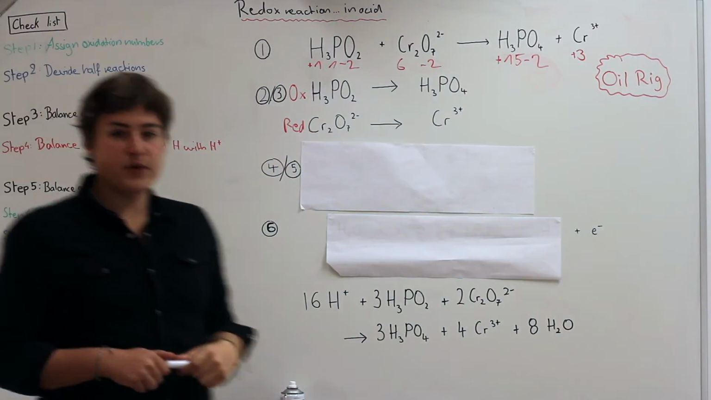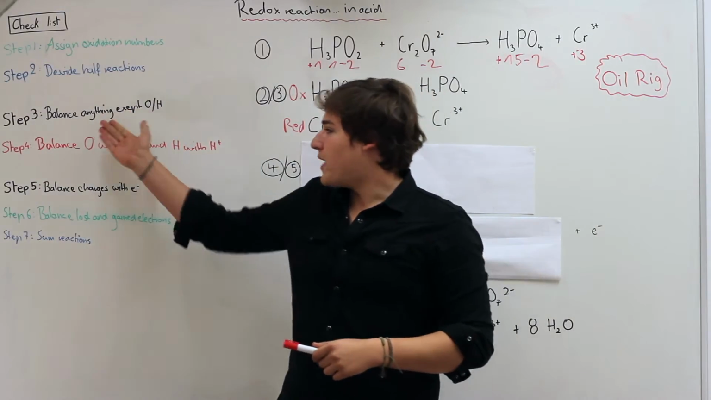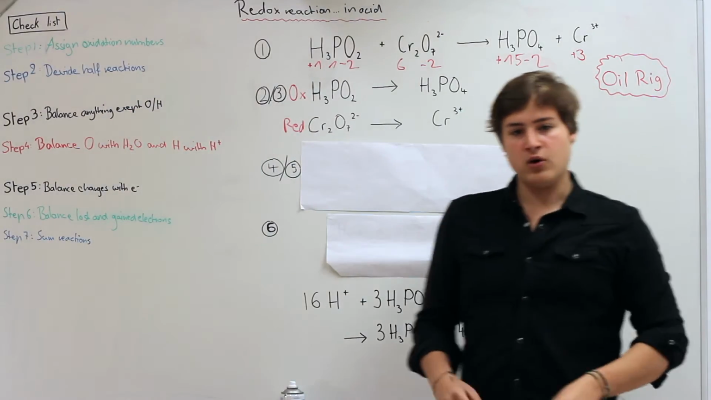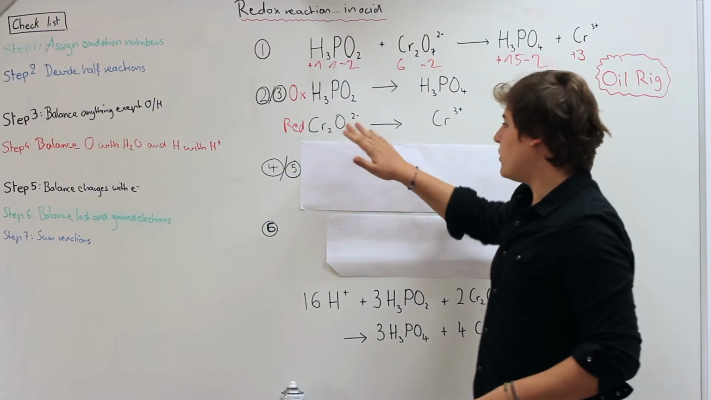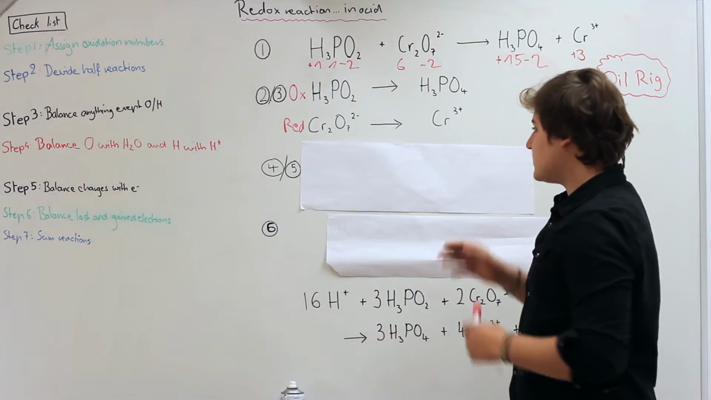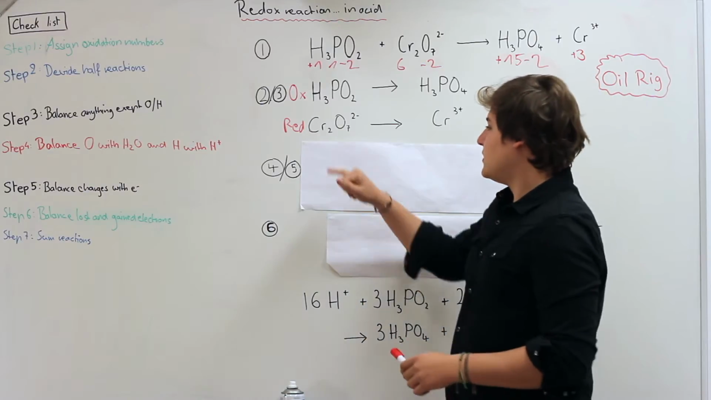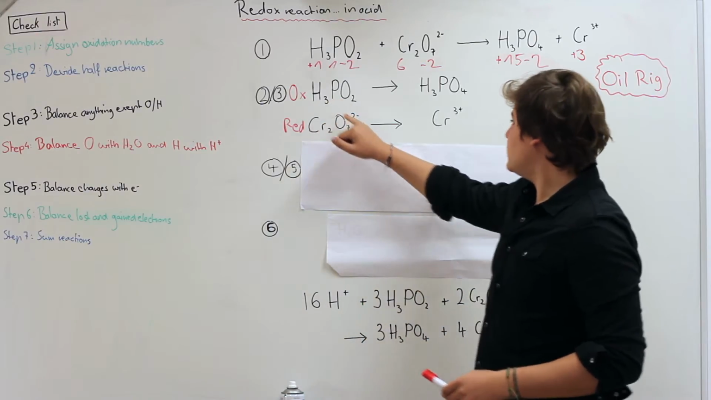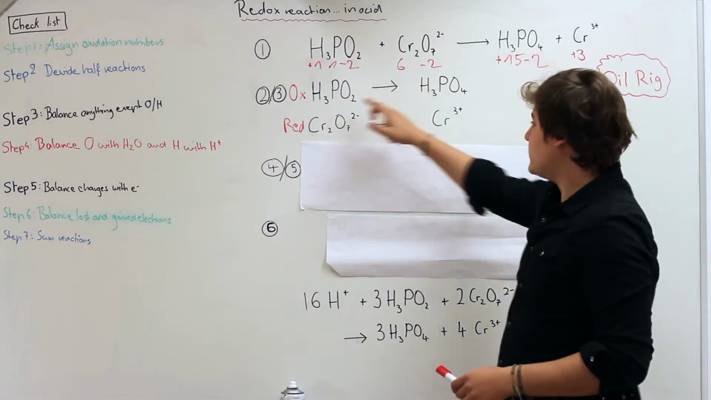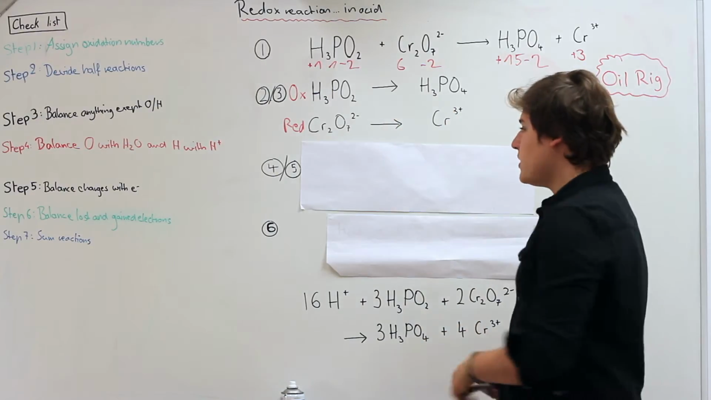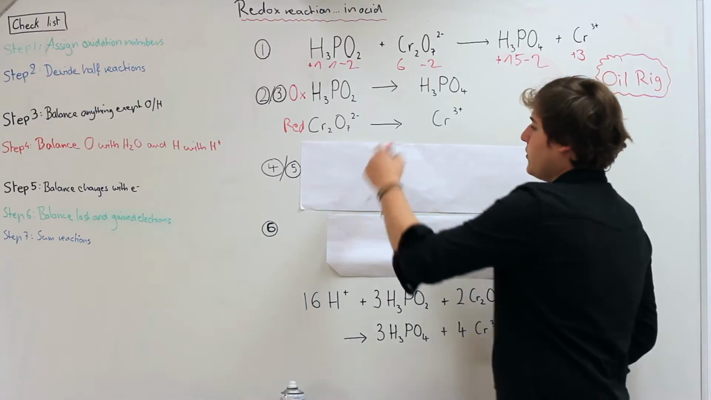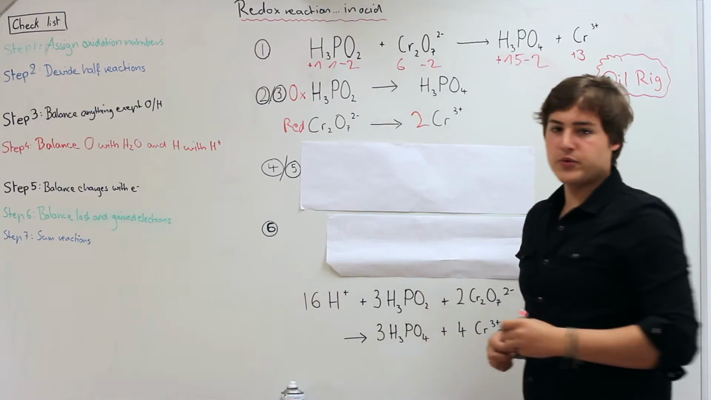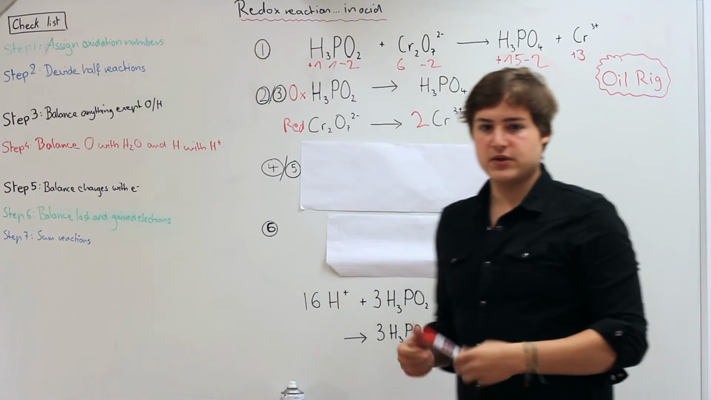Alright, coming to the next step, balance anything except O or H. So we're not going to look at the O or H's, just balance anything except those. Here there is one phosphorus here, one phosphorus here, so that's the same. But the chromium we have to balance in this reaction. So we have to put a 2 in front of the chromium to have the same amount of chromium atoms in this reaction.